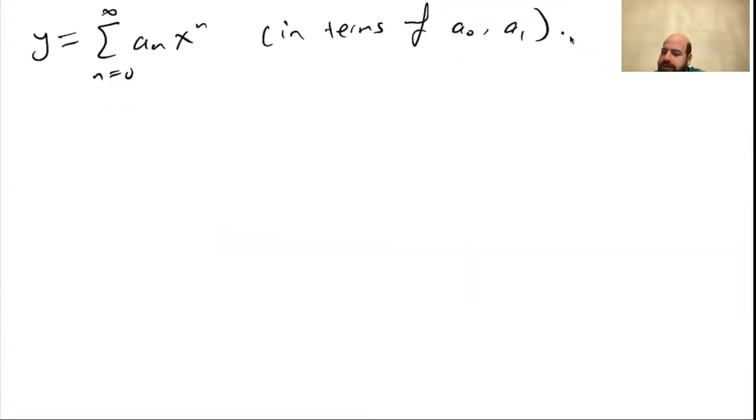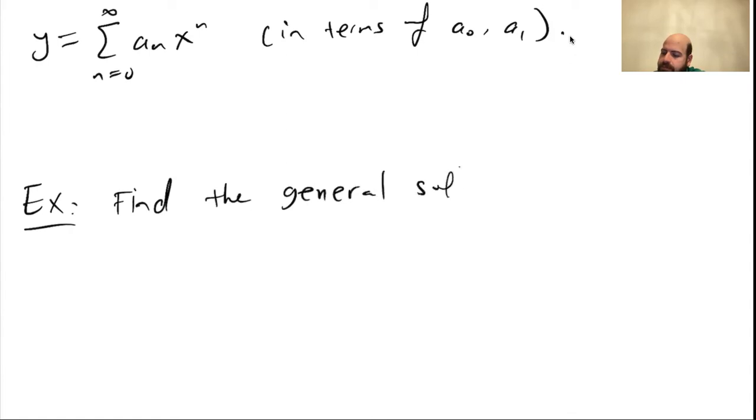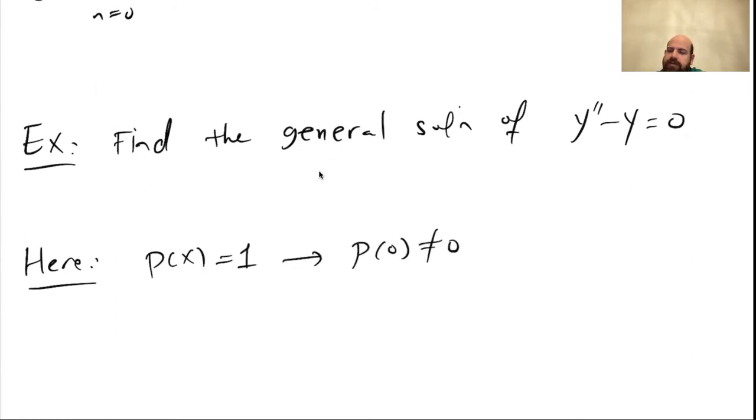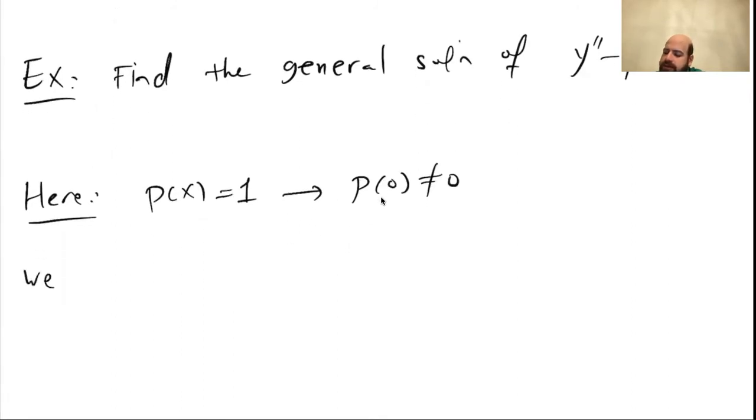Let's look at a simple example here. Find the general solution of y double prime minus y equals 0. So here, what is P of x? P of x, the coefficient of y double prime, is 1. So P of 0 is not equal to 0, because P of x is the constant function 1. So P of everything is non-zero. So we can set x0 to be 0.